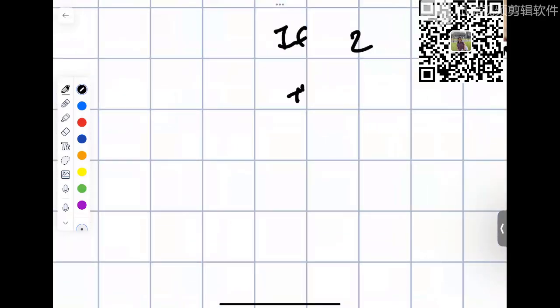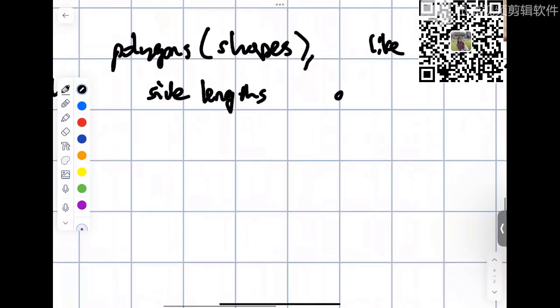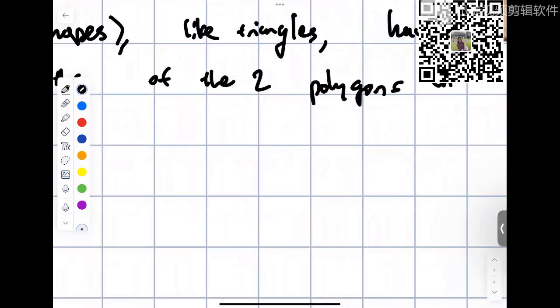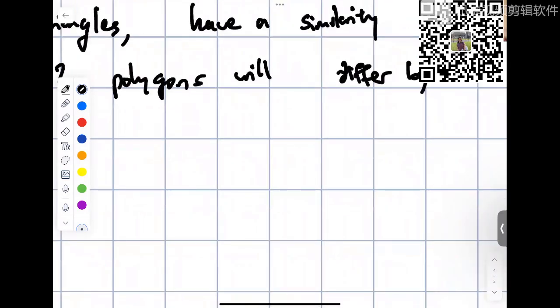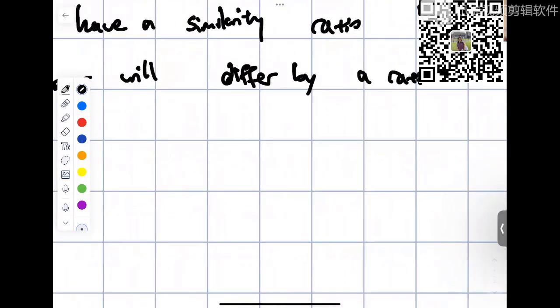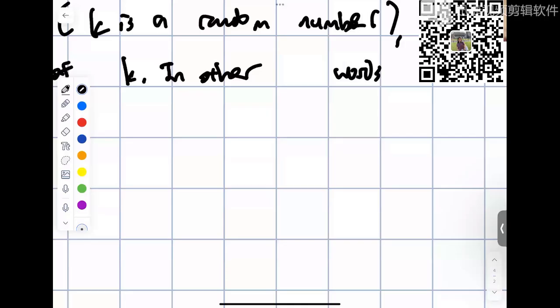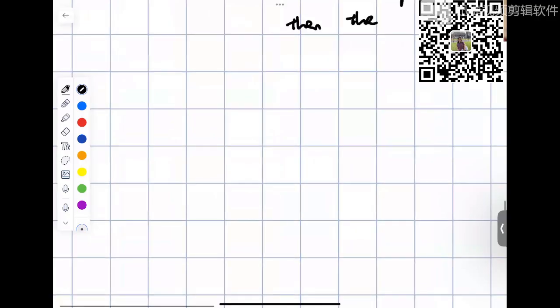then the side lengths of the two polygons will differ by a ratio, okay? In other words, the side lengths of one polygon will be k times the side lengths of the other one.